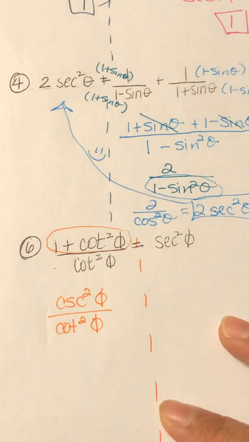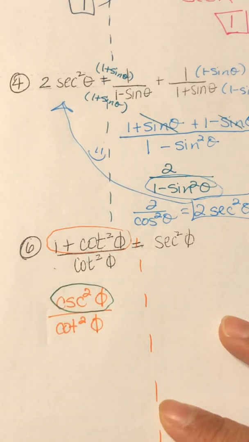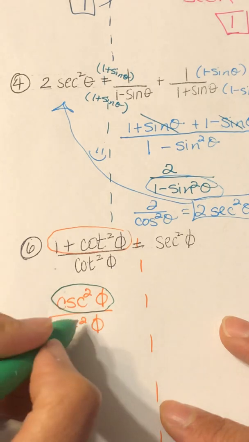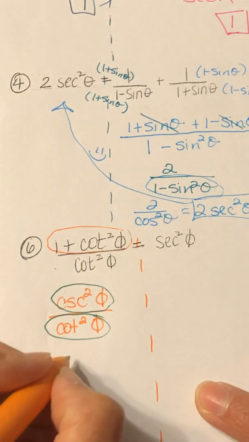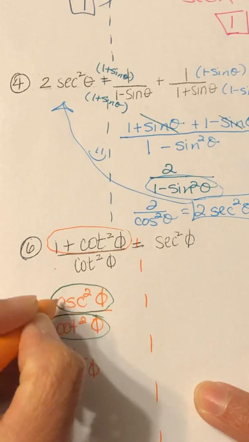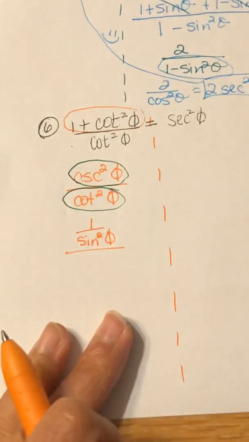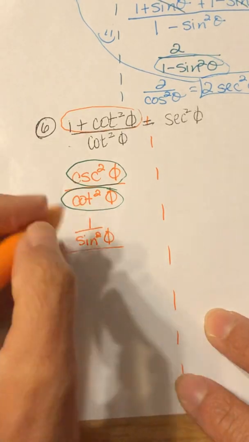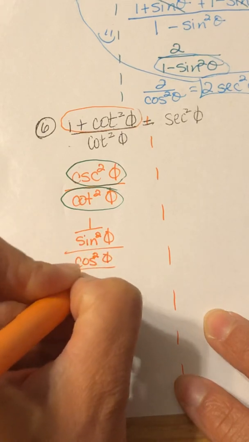Okay, and I know that I can replace some things. So for instance, I can replace cosecant squared because cosecant is the same as 1 over sine. And I can replace cotangent squared because cotangent is cosine over sine. So I'm going to replace both of those things. So I'm going to have 1 over sine squared phi. That's what cosecant can convert to. Over, let me move this up so you guys can see. Over, in the denominator, I'm going to change cotangent squared to cosine squared phi over sine squared phi.